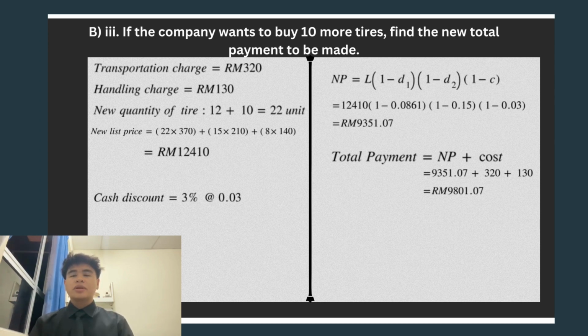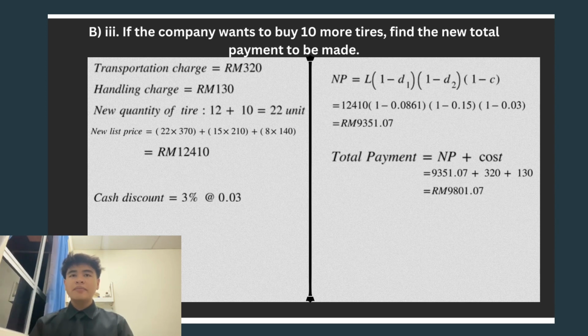So the formula we use is the same formula: NP equals L open bracket 1 minus D1 close bracket open bracket 1 minus D2 close bracket open bracket 1 minus C close bracket. We just substitute the information into the formula, and then we got the answer RM 9,351 ringgit 7 cents. So the total payment to be made is NP plus cost.